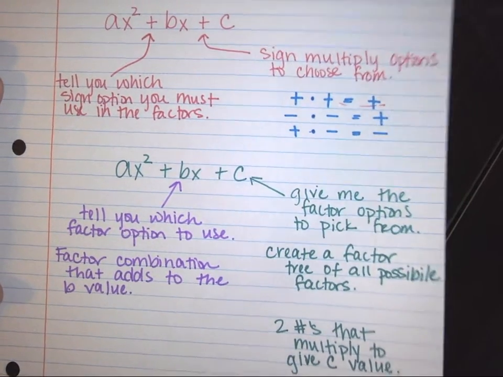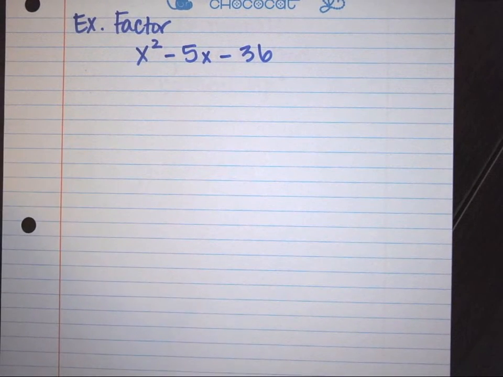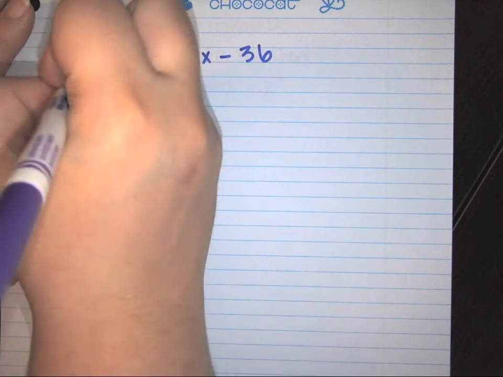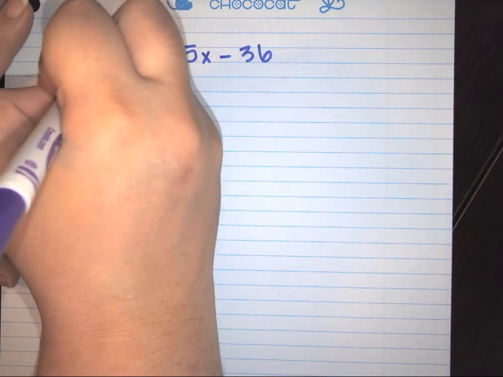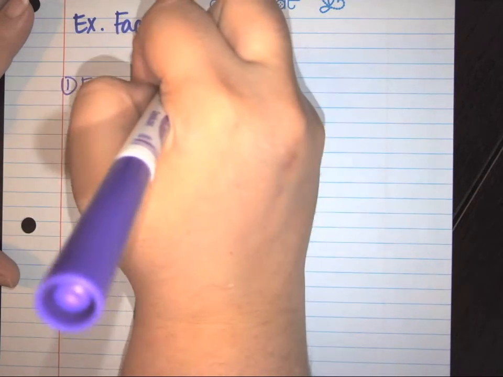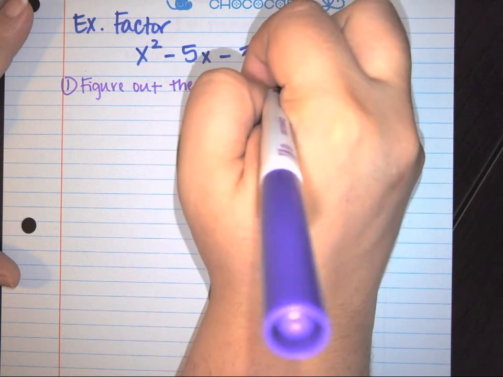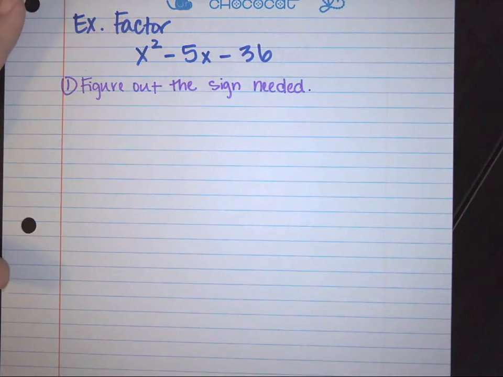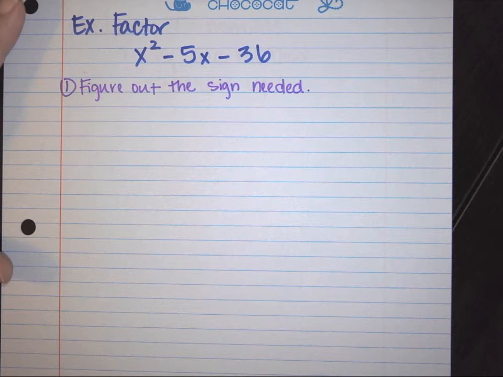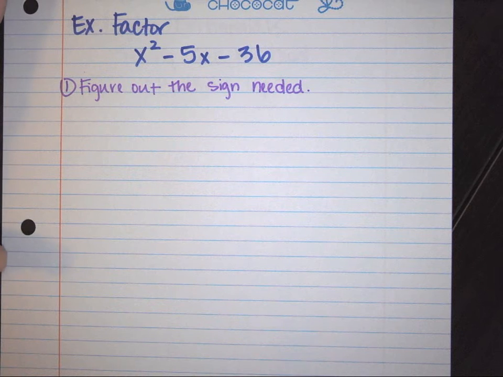So let's actually look at an example here that is going to walk us through how we apply that idea. So the first thing that we need to do is figure out the signs needed. And the reason this idea works is because my a term is a 1. Okay? If your a is greater than 1, then do not use this method. Alright? But here my a term is 1, so we can go ahead and do it this way.